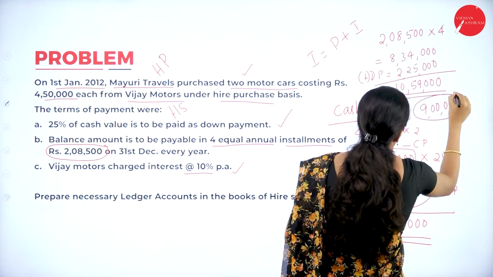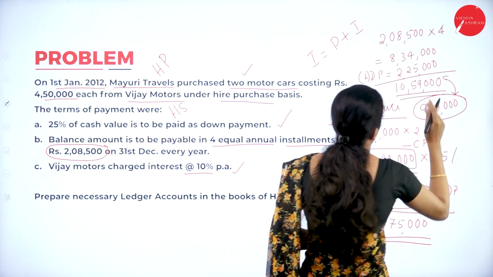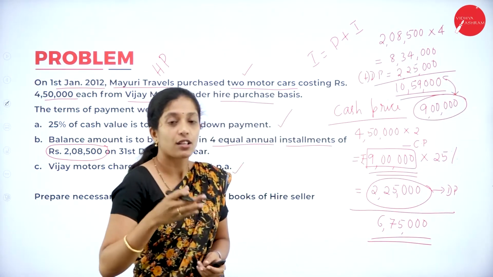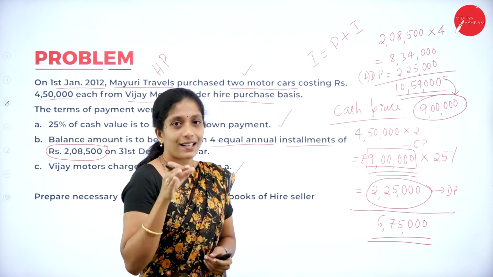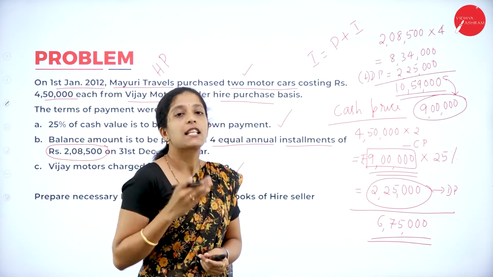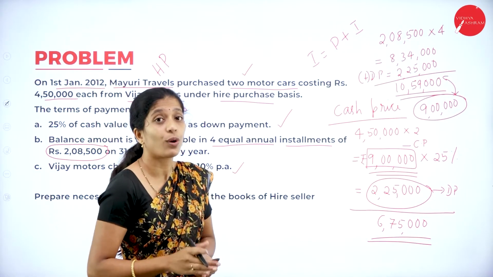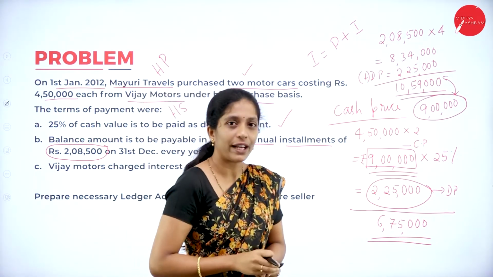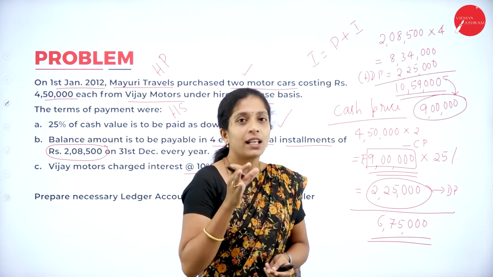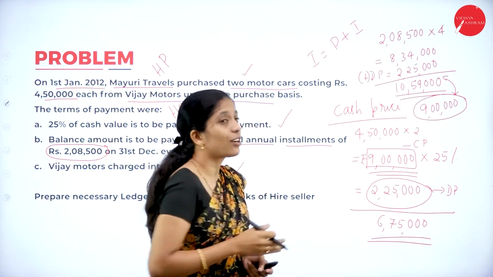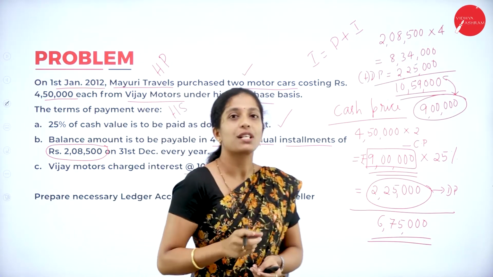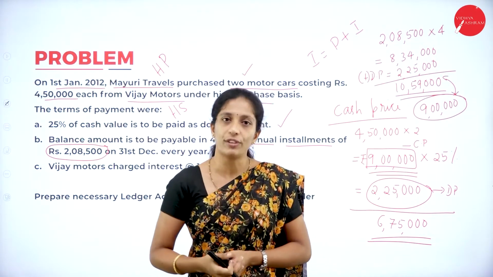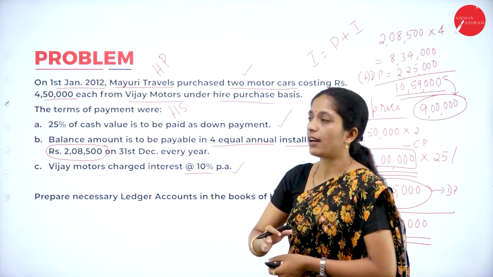So if you compare these two, what happens here? The installment amount that we got is more than the cash price. It means what? It is inclusive of interest, because our cash price is only 9 lakh, but what we got is 10,59,000. In the sense, it is inclusive of interest. Hope you are clear with the problem.